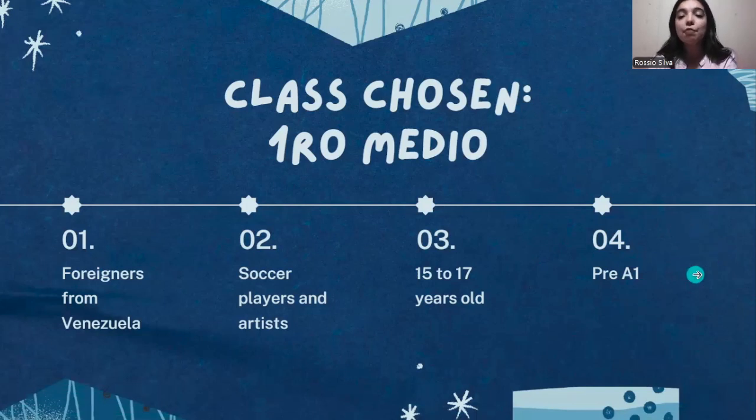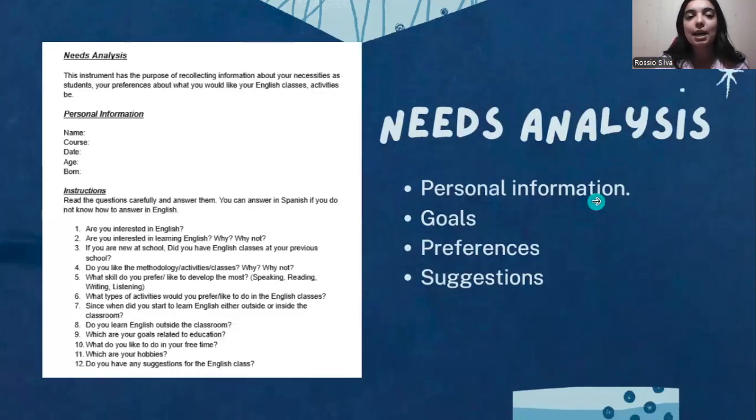So having that into consideration, we can talk about the beginning of the process of creating this unit. And for that, we needed to apply one instrument that is the needs analysis. This instrument helped me to recollect information about different aspects of my students that will help me in the creation process of this whole unit.